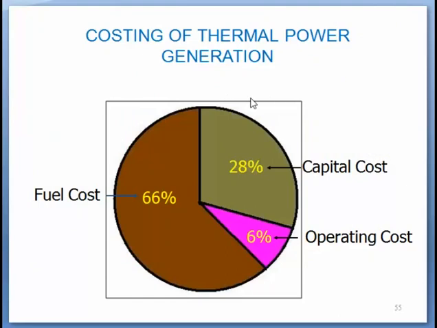A rough cost estimation of thermal power generation. The major cost involved is the fuel, which shares almost 66%. Then capital cost is 28%, and operating cost, which is variable, shares somewhere around 6% of the total generation cost.